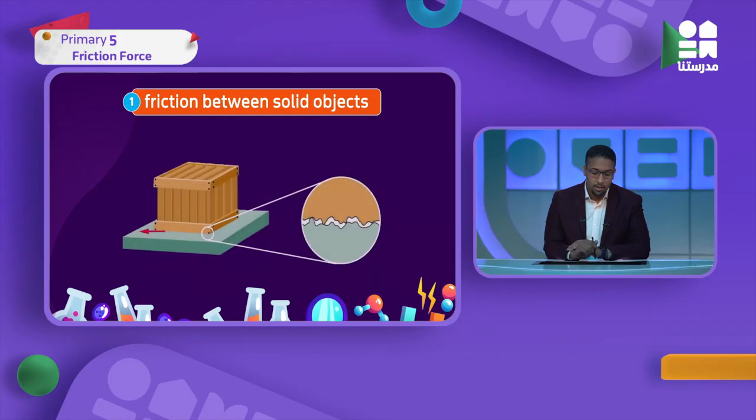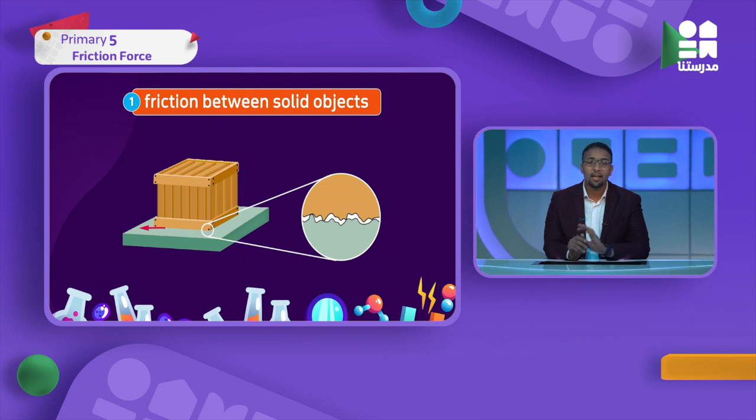So let's start with the first one, friction between solid objects. Friction between solid objects like this box and the ground. Between them, there is a touch. This touch between 2 objects or 2 surfaces, both are solids.